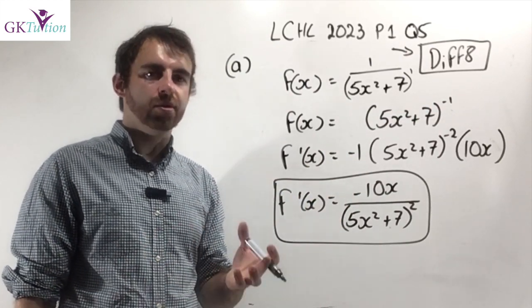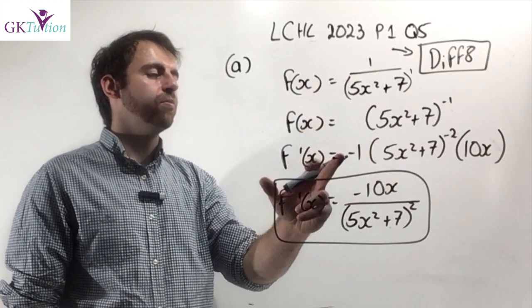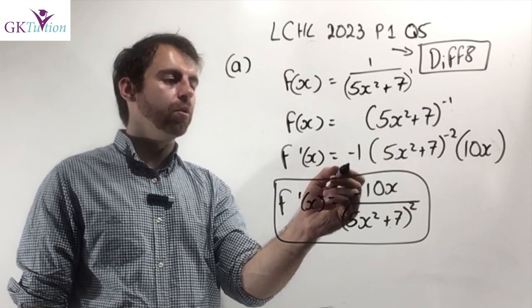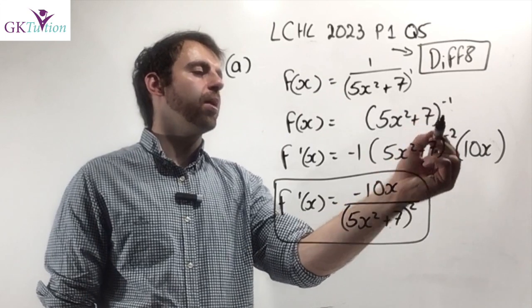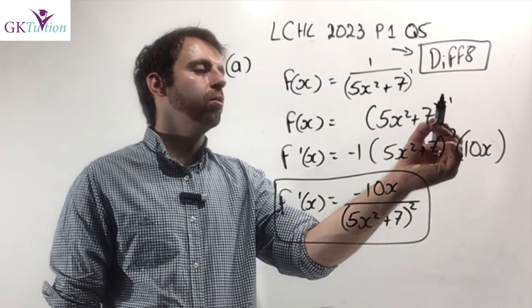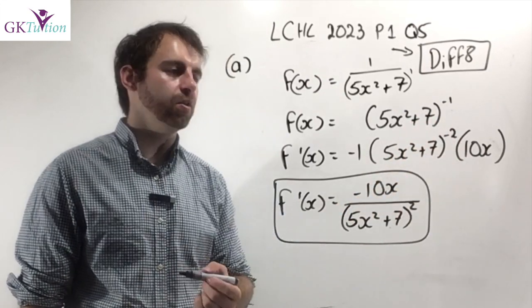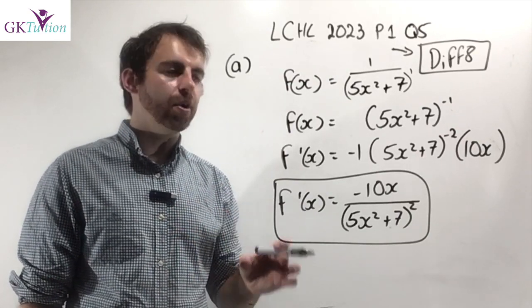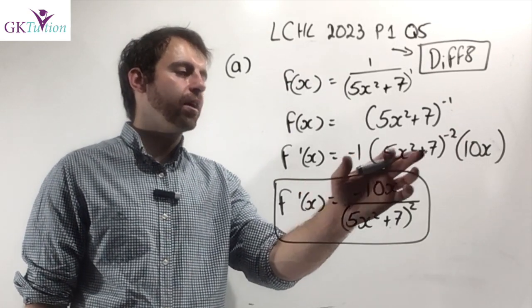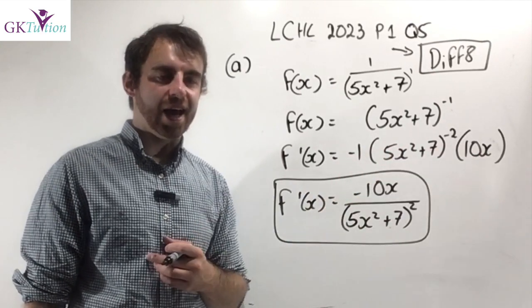We have to use the chain rule to do it. So you bring the power in front, that's where my minus 1 comes from. The bracket stays exactly the same, and then you decrease the power of the bracket by 1. So minus 1 becomes minus 2. Then the last thing is you multiply by the derivative of what's in the brackets. The derivative of 5x squared plus 7 is simply 10x.